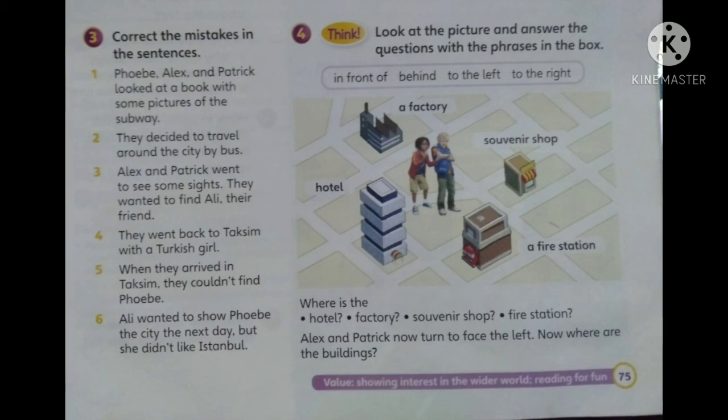Okay. Do you know where is the hotel? Right. The hotel is to the right of the boys. How about the factory? Where is the factory? The factory is behind the boys. Good. The souvenir shop. The souvenir shop is to the left of the boys. Okay. And the last one, where is the fire station? The fire station is in front of the boys. Great.